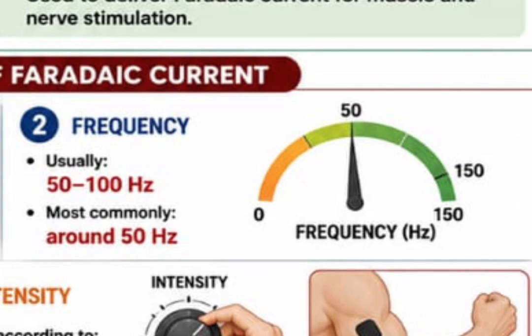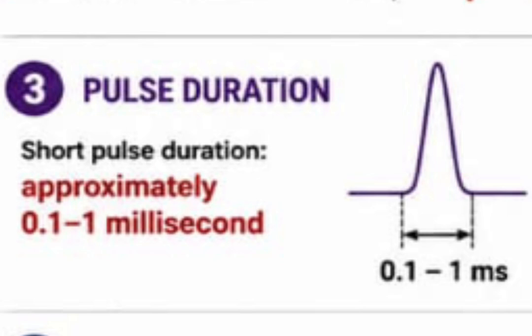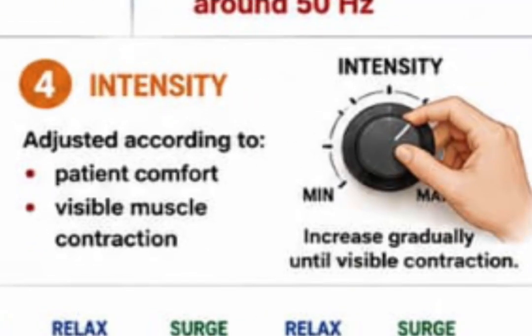So the next one is the duration. Now what is the pulse duration? I told you the pulse duration is short. It is approximately 0.1 to 1 millisecond. So it is very, very short. A short pulse duration, while the frequency is about 50 to 100 hertz. Now what is the intensity? You adjust the intensity. The intensity is not a fixed number. You have to adjust the intensity for the patient's comfort and for you to see a visible contraction.